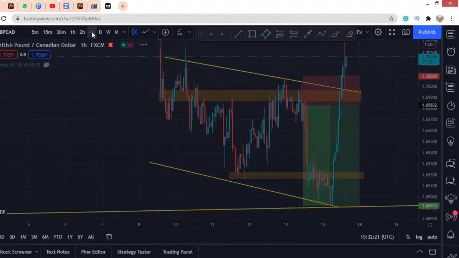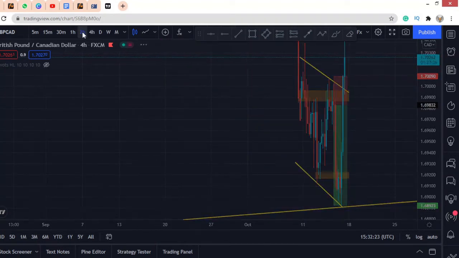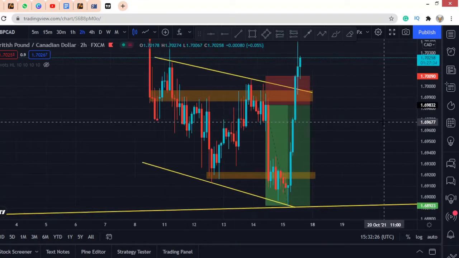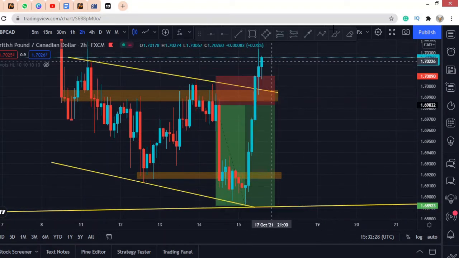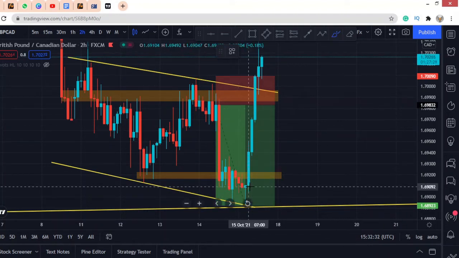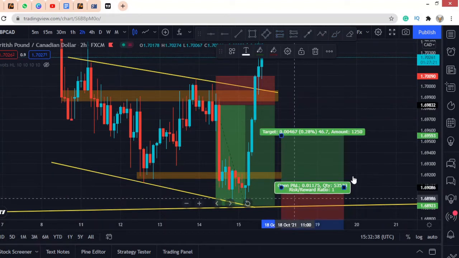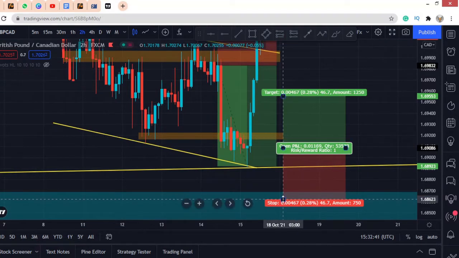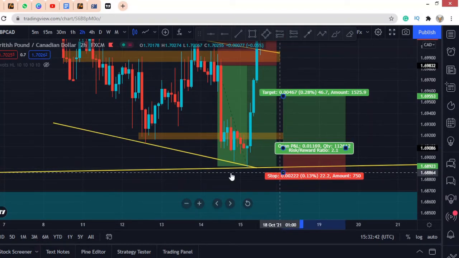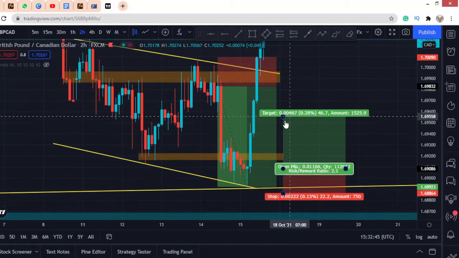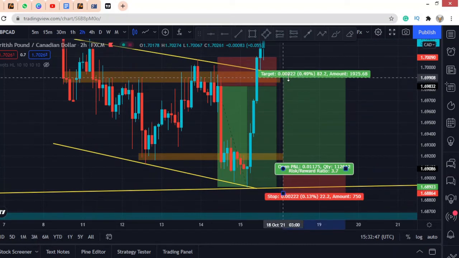If I go back to the 4-hour time frame, I think the 2 hour, yes, it was actually on the 2 hours time frame that I saw this pin bar over here, and that was the time that I entered my buys. I put my stop loss just below this zone over here, and then I targeted this point over here. It was almost 4 times.